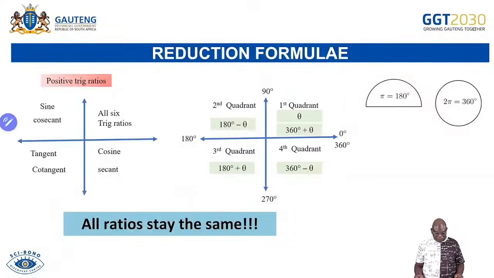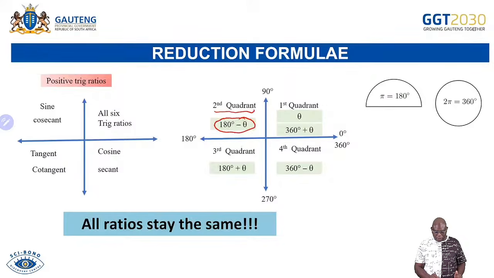Okay. The reduction formula, very, very, very important. So you'll realize that when we have 180 minus theta in the second quadrant, check your sign. Always check your sign.